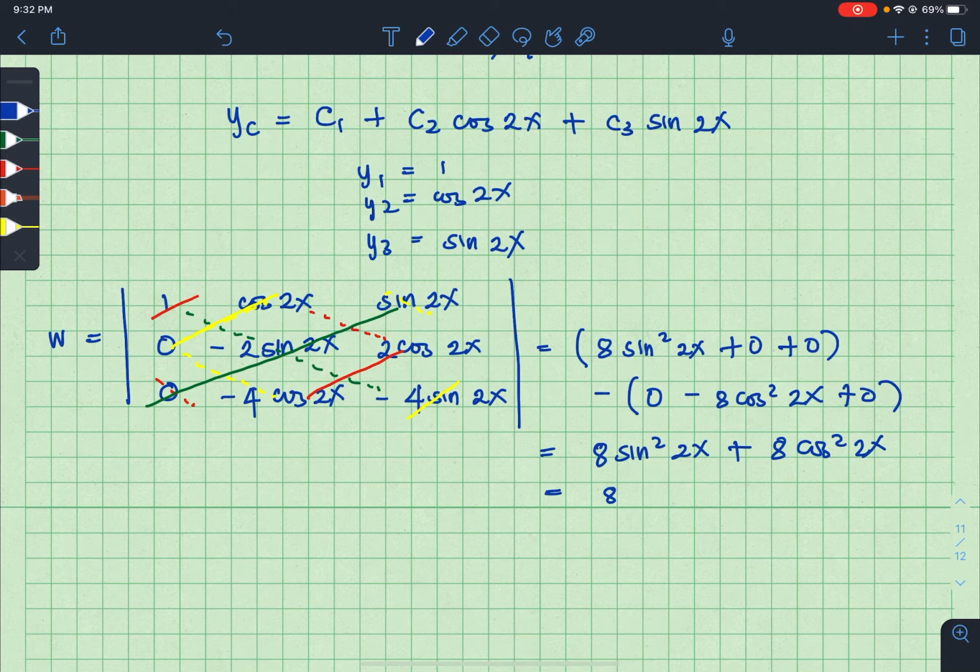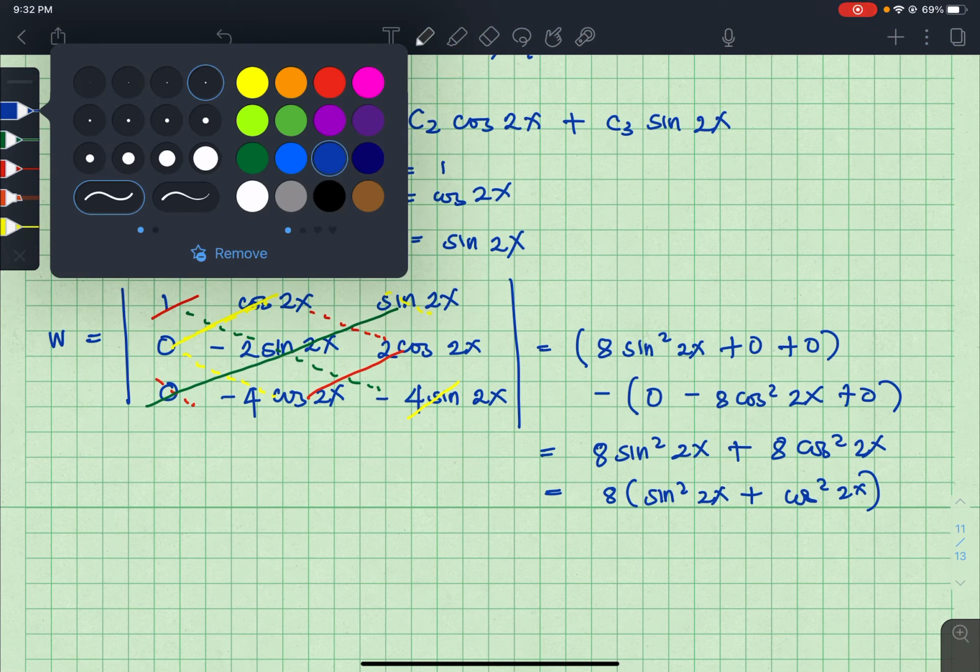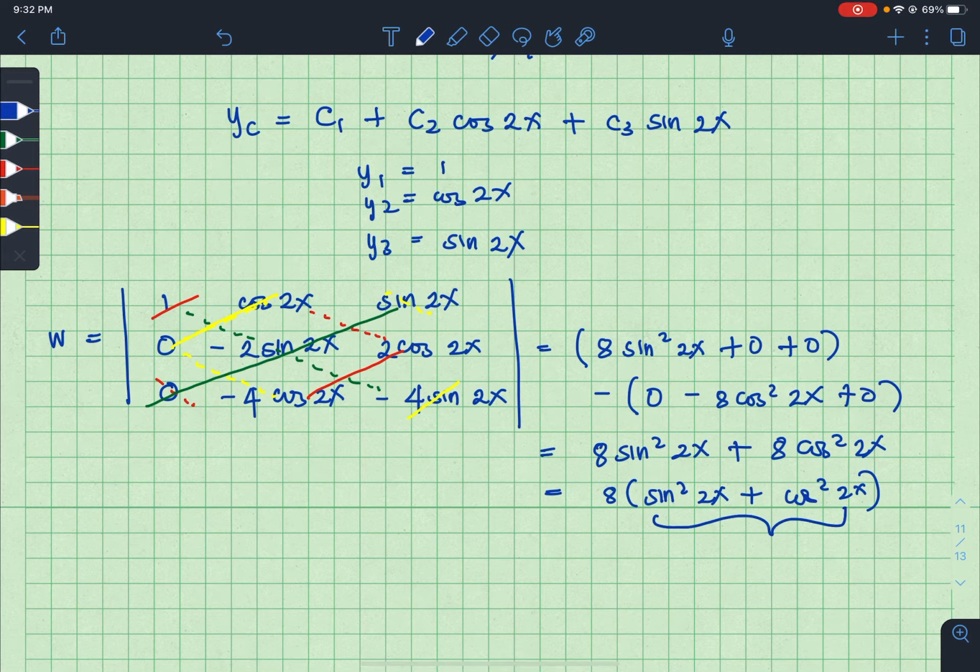So we could factor out 8: sine squared 2x plus cosine squared 2x. This one is again a Pythagorean identity, which is equivalent to 1. So therefore, W is simply equal to 8.